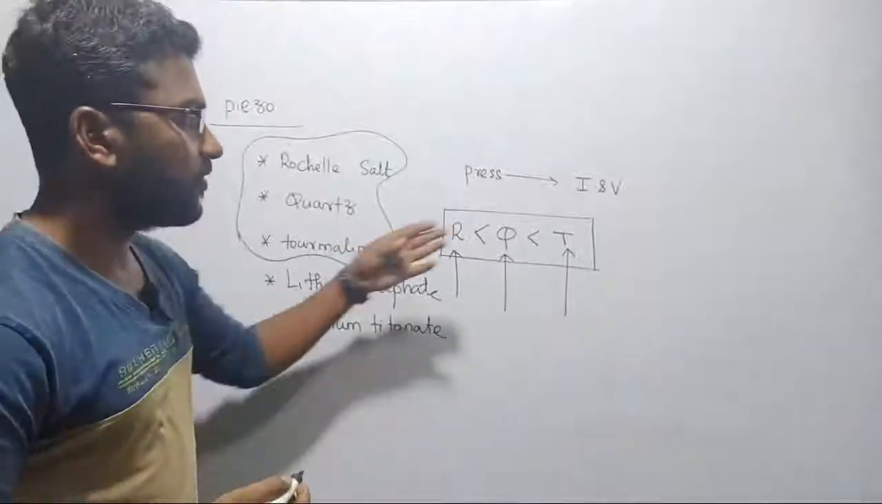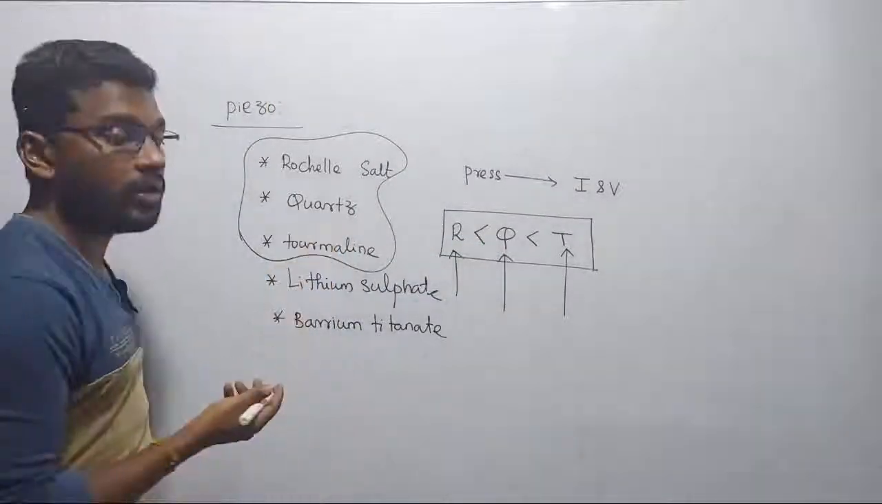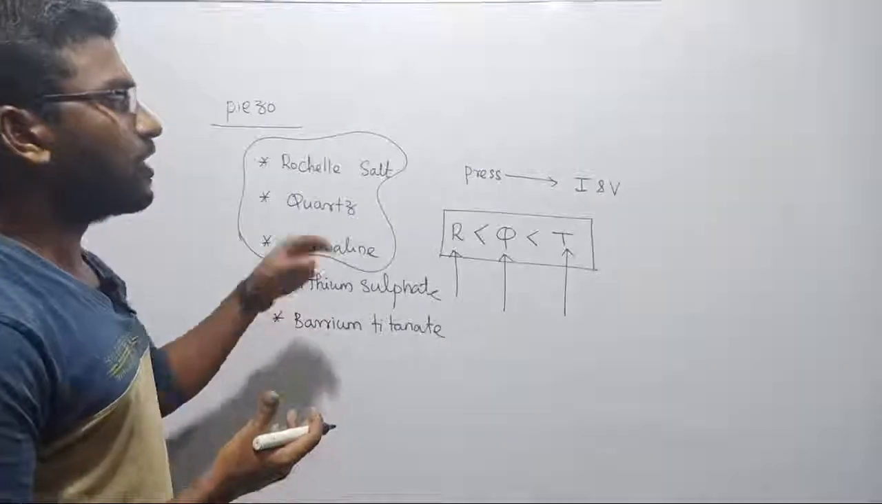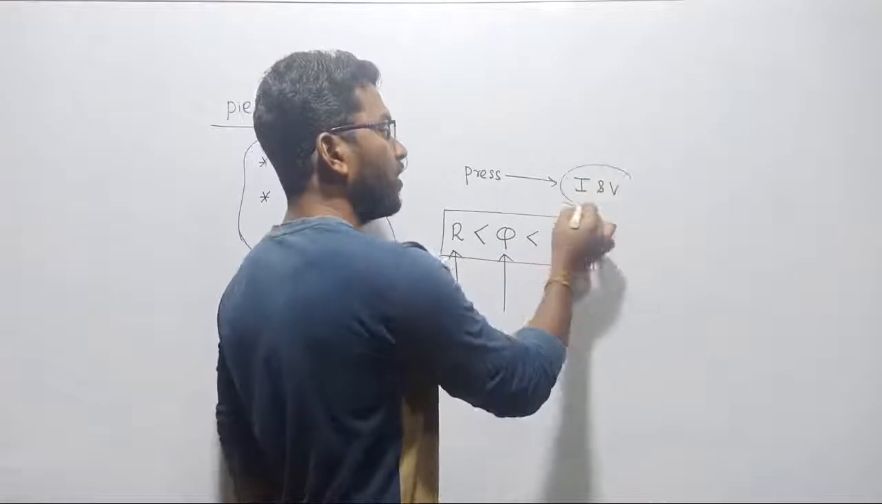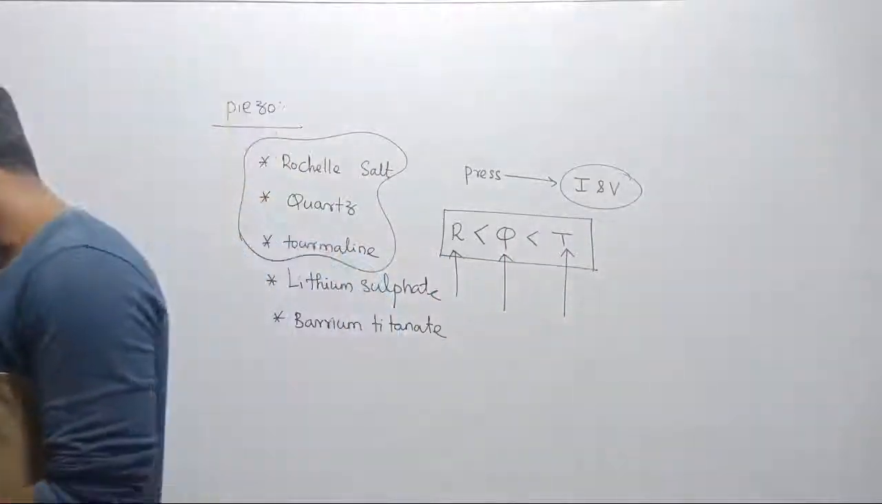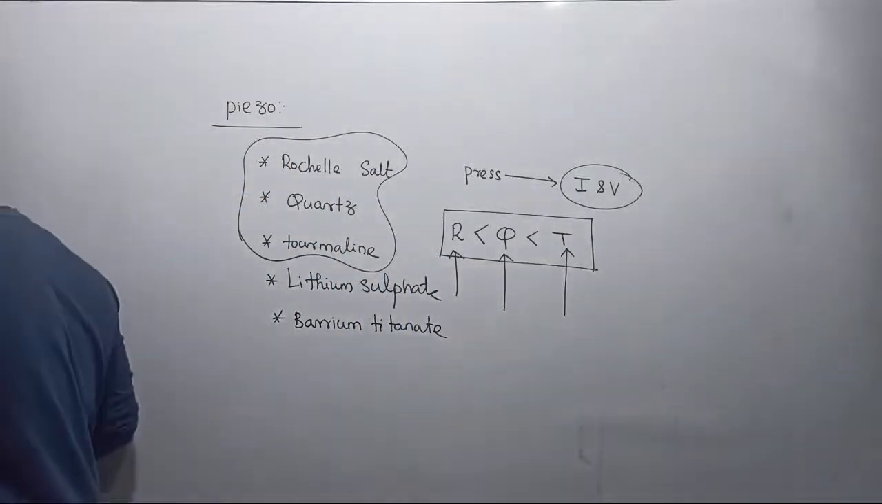So this is the way that we are using different types of materials to convert the energy from pressure to electrical quantity. Electrical quantity means current and voltage. It will be converted in the form of current and voltages, right?